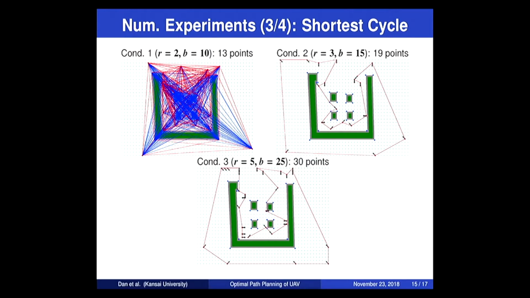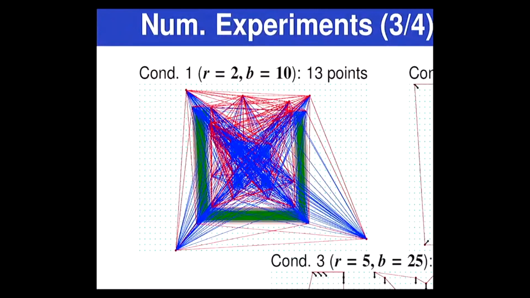And next is obtaining the shortest cycle. First, I want to show this figure. These line segments are the line segments between any two vertices. And these blue lines collide with the walls or pillars or something like that. And these red lines do not conflict with anything. So we omit these blue lines, and these red lines make up the visibility graph.